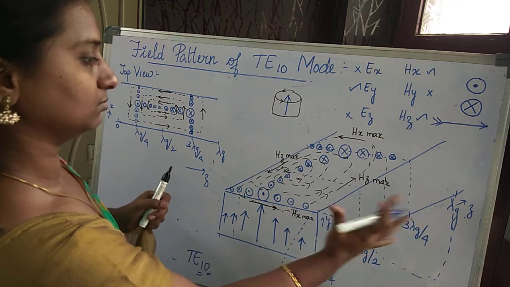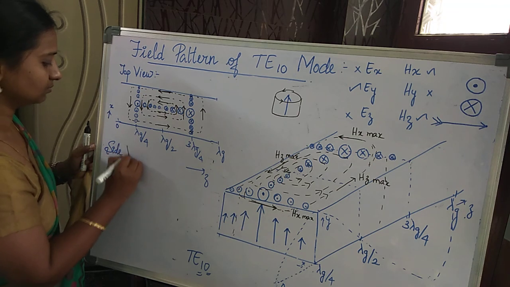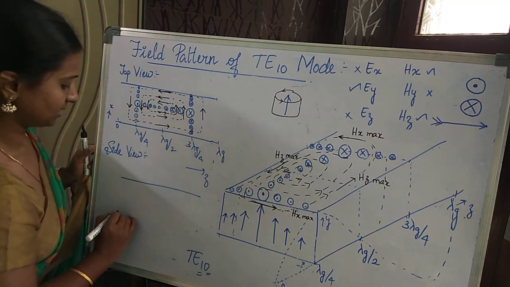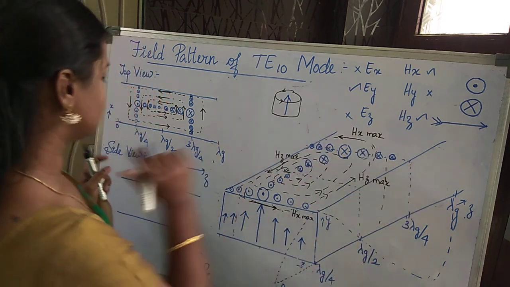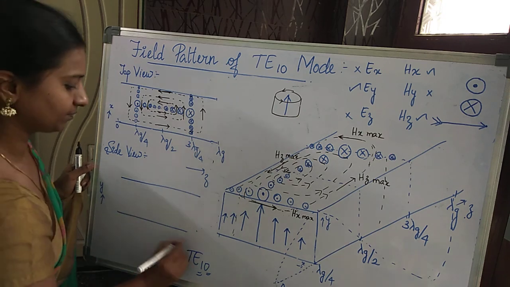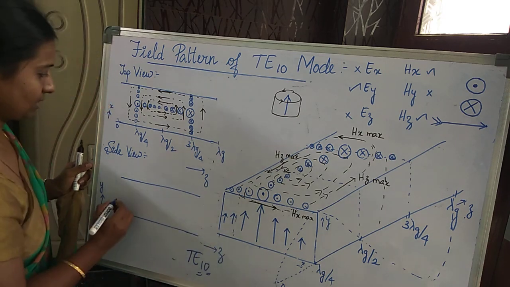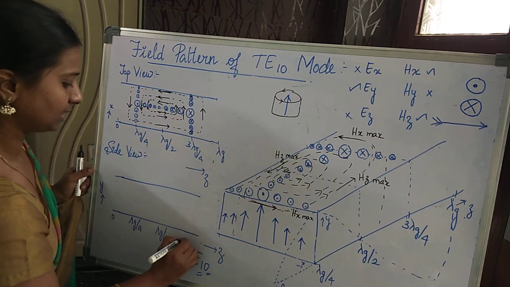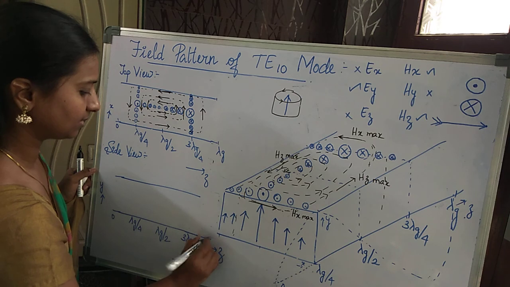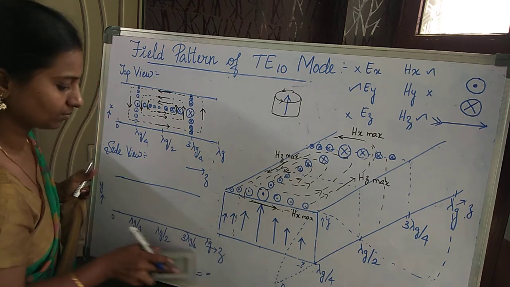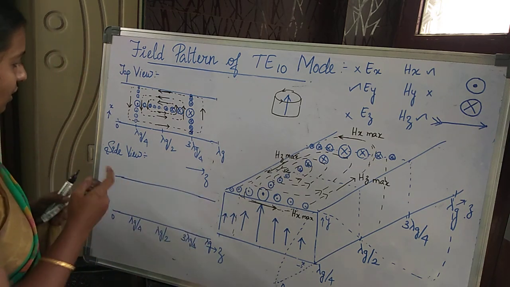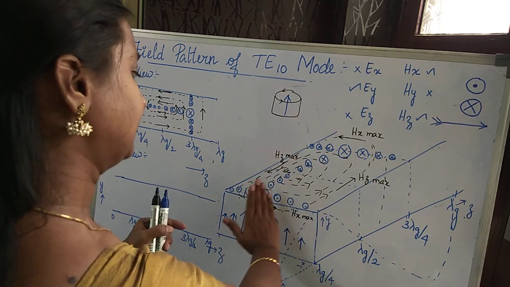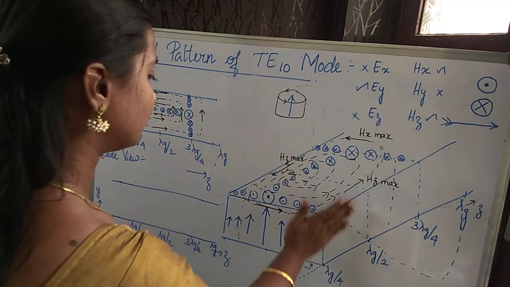So if you see the side view, what can I see? I can see Y and I can see Z. So Y will be there and Z will be there. So same, starting from 0, lambda g by 4, lambda g by 2, 3 lambda g by 4 and lambda g. Okay. So now if you're seeing, the electric field lines will be seen. So at the edges I can't see. This middle electric field is there in the center of the waveguide, right? So that electric field will be seen from the side view like this.